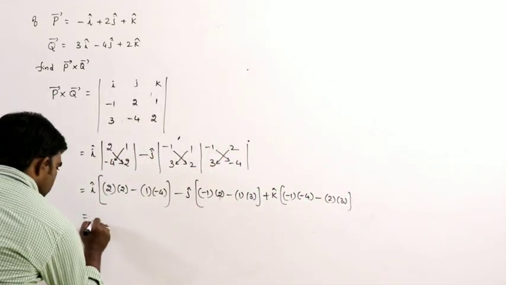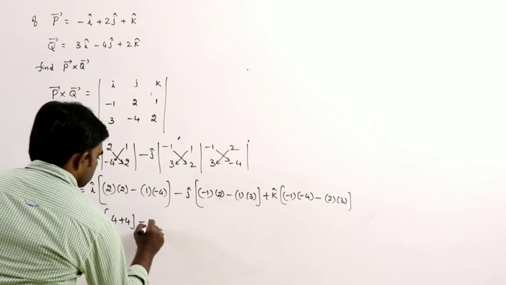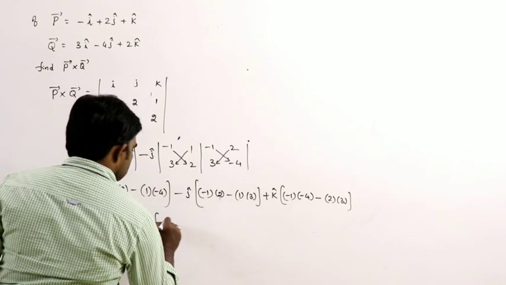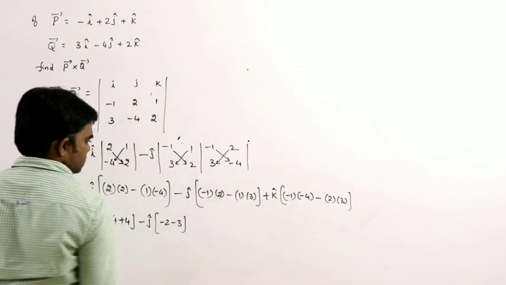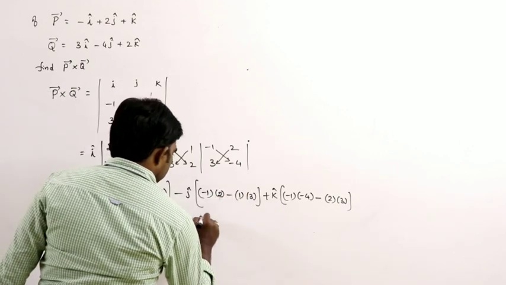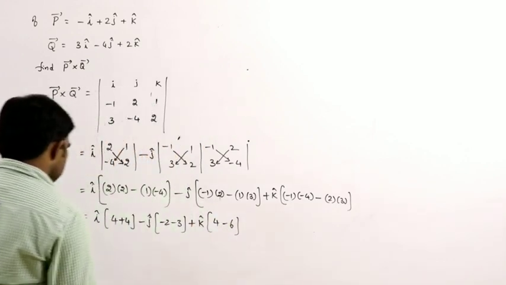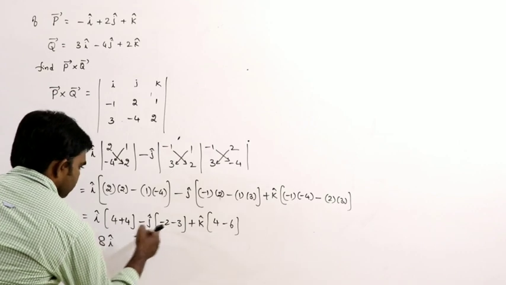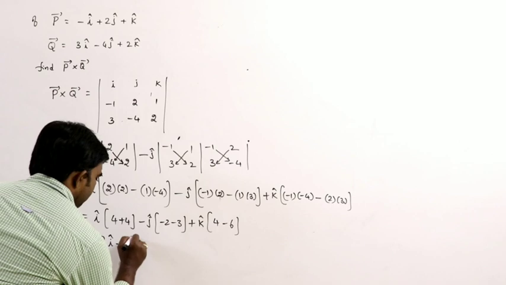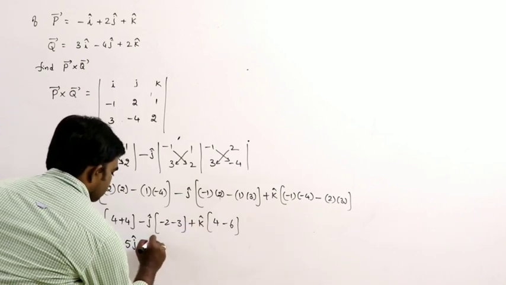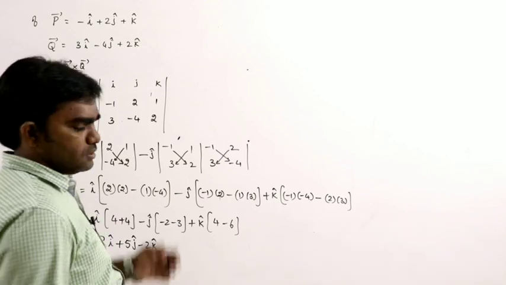So that is equal to i into 4 minus of minus, plus 4, minus j into minus 2 minus 3, that is minus 1 into 2 minus 3, plus k into minus 1 into minus 4 minus 6. That is 8i, minus 2 minus 3 is minus 5, minus into minus plus, plus 5j, minus 2k. This is the way to do the problem, the cross product of two vectors.